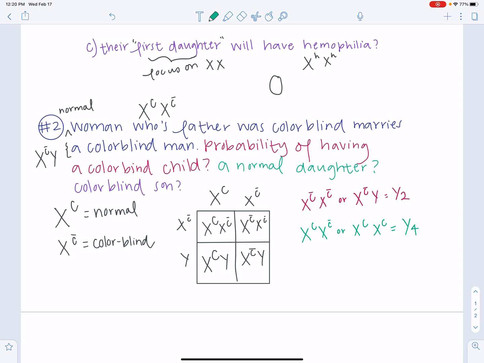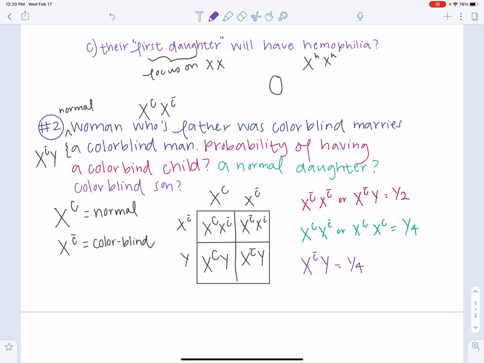And then finally, a colorblind son. Again, it doesn't tell us that their first son will be colorblind. It's just saying that they have a son who's colorblind. So it's basically asking us to look at the whole Punnett square and ask how often this genotype shows up, and that would be 1/4 as well.